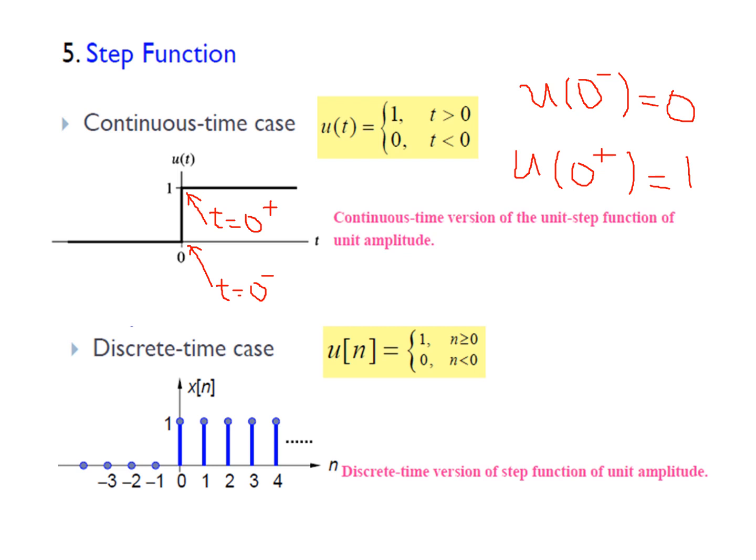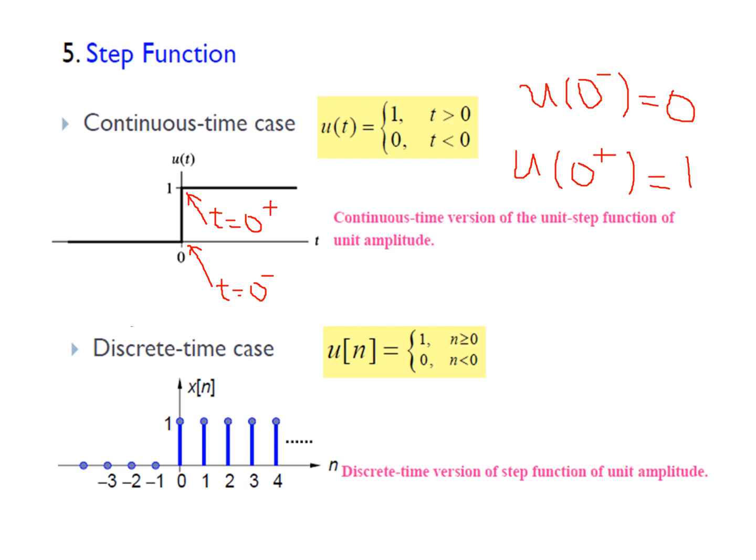So x of n is equal to, or to be more precise, u of n, because it is a unit step signal. Therefore, u of n is equal to 1 for all values of n equal to and greater than 0. u of n is equal to 0 for all values of n less than 0. That is, for all values of n less than 0, the signal values are 0. The signal changes at n equal to 0, isn't it? Its value becomes 1, then remains 1 till n equal to infinity.